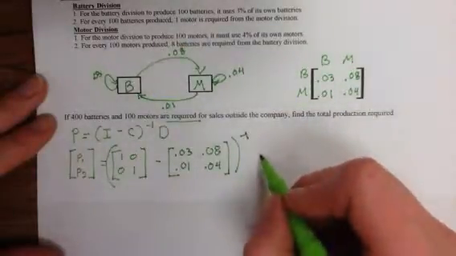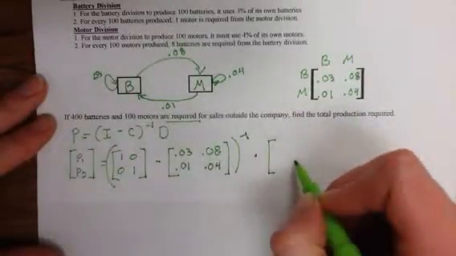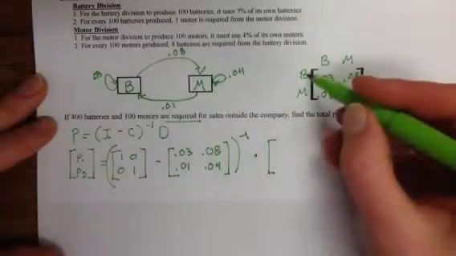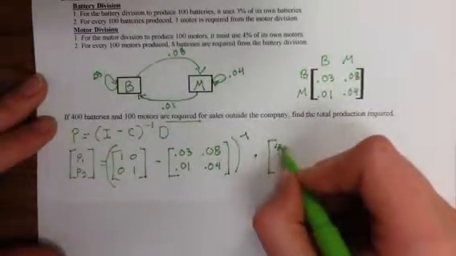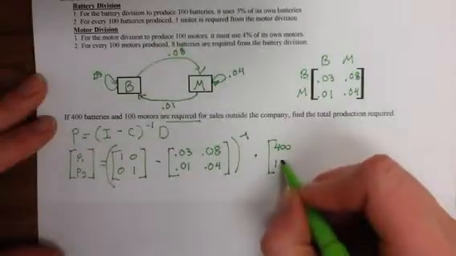And then I need to multiply by the demand, which is a column vector, and the demand on top is going to be for batteries because we know batteries comes first, which is 400, and the demand for motors is 100.